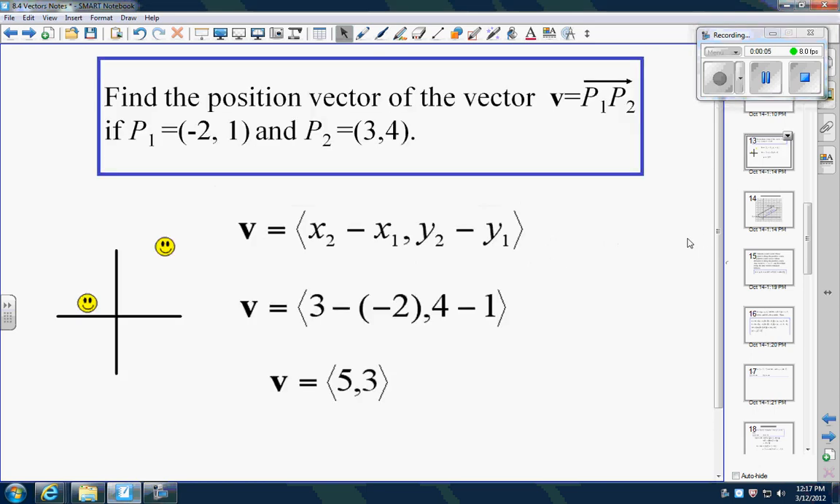Here's an example of a position vector problem. Now, they're going to say, find the position vector v, and they're going to put P1P2 with an arrow over it, letting us know it is a vector. Now, like I said, unlike slope, where you could let either one be x1 or x2, these vector problems will set them for you. So point 1 is here, point 2 is here.